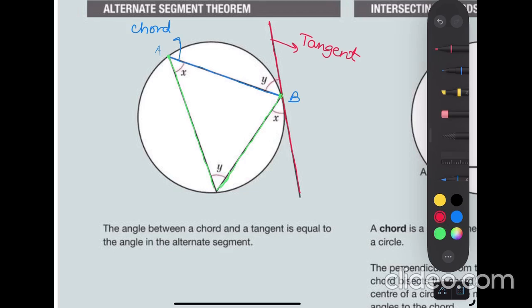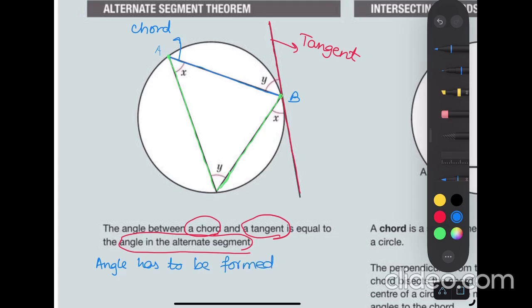So what are the key points here? The angle has to be between a chord and a tangent, and it will be equal to the angle in the alternate segment. But the main point is that the angle has to be formed from the chord. So if we are making the angle from the chord, then these two angles will be equal.